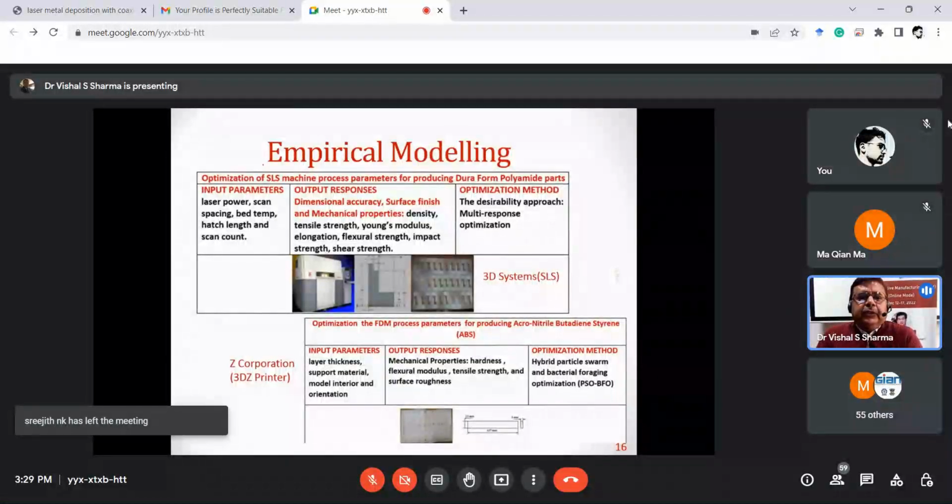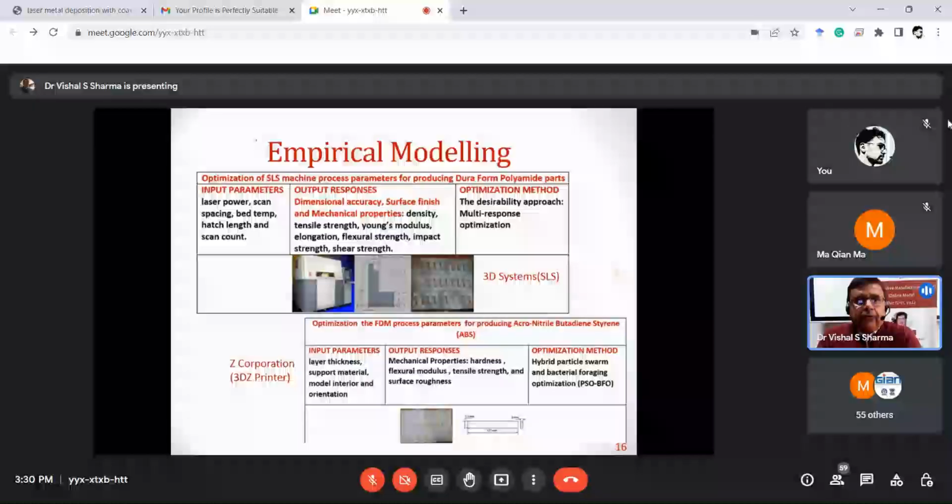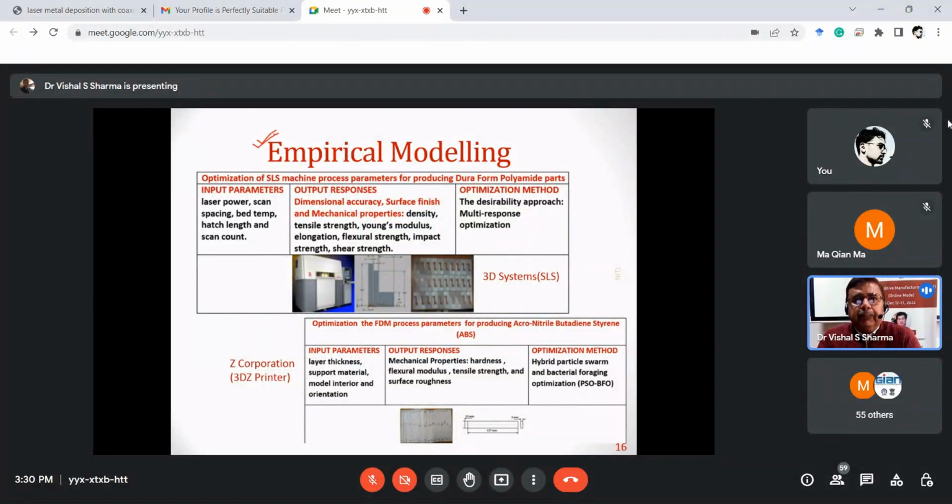Okay, so these are some of the studies which our master's students have performed in the past. We have dealt with empirical modeling, basically experimental work. This work we performed on an SLS machine. Here we changed the process parameters and saw their effect. These are the process parameters which are available on the machine, and we studied the responses.